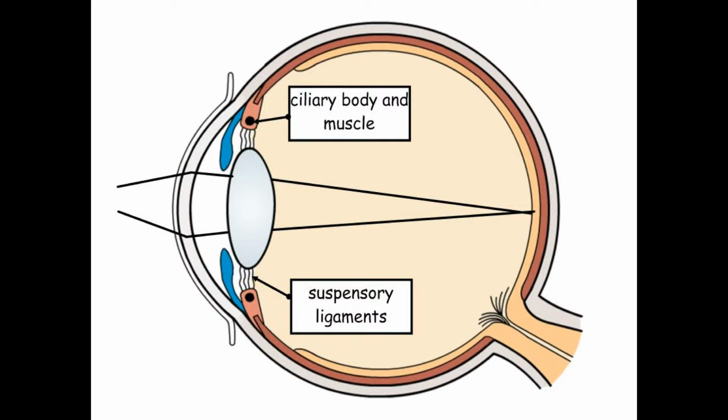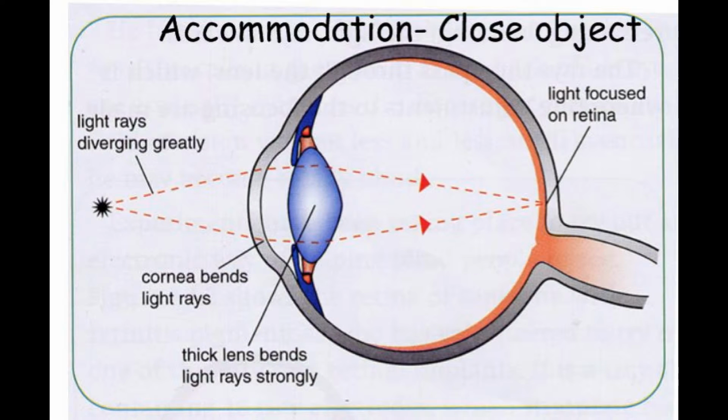As we have already said, much of the refraction of light rays into the eye is carried out by the cornea. However, the angle of light rays from close and distant objects are different, and so different amounts of refraction are needed. The cornea cannot change the amount of refraction. For this reason, there has to be another lens, which is the lens inside the eye itself. This lens is able to change its shape and so adjust the amount of refraction taking place. This is called accommodation. Let's see what happens for accommodation of a close object.